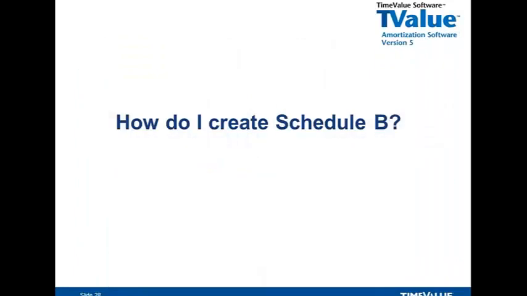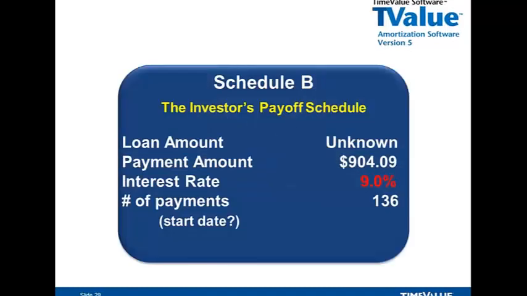So let's say we work this out, and now we have a partial of 136 payments of the 904, and how do I create Schedule B? Sometimes what's confusing is the difference between the investor basis schedule and Schedule B. I know the terminology is sometimes a little different. In my definition, Schedule A is what the borrower is paying. Schedule B is the piece of that pie, or that partial, that I'm selling or that an investor buys.